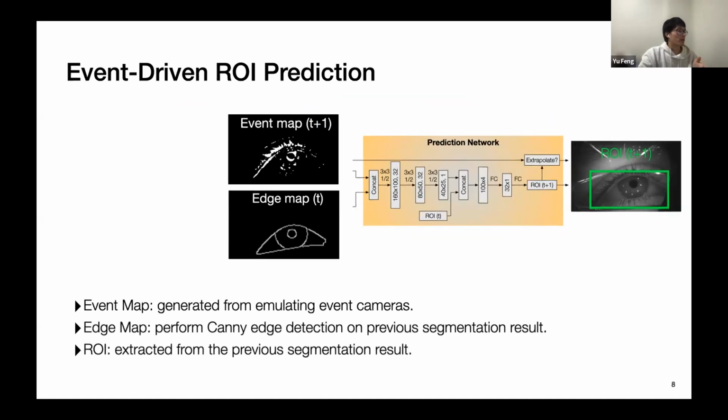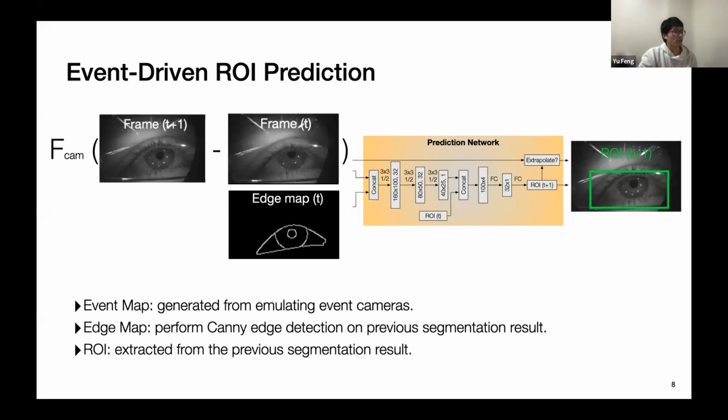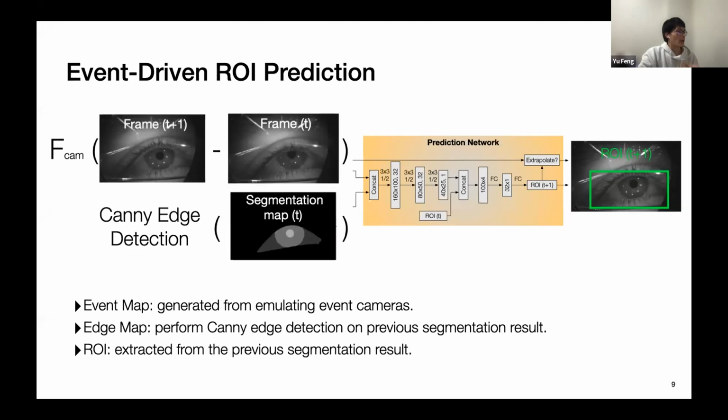Now, the event map is generated by subtracting the previous frame from the current frame and going through an activation function that mimics the event camera. And the edge map is generated by performing Canny edge detection on the previous eye segmentation map. Both the event map and edge map will be concatenated and used as input for the ROI prediction.